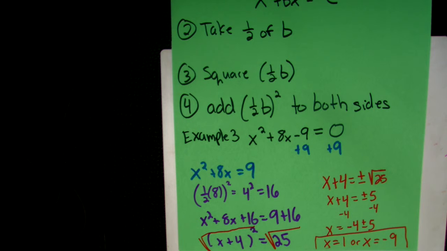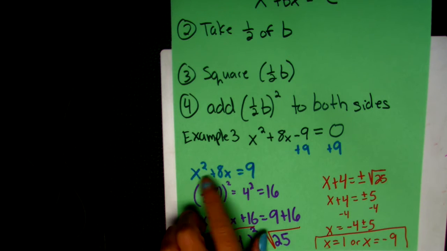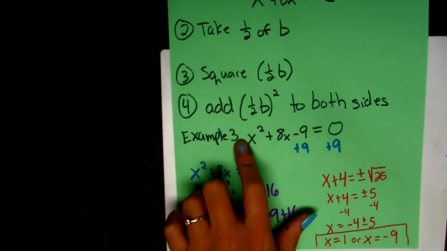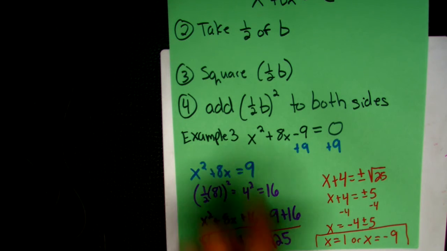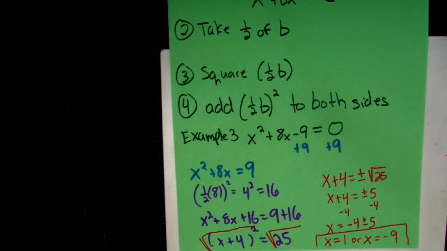Okay, so if the leading coefficient of our polynomial is not 1, so in this one it was 1, right? That one, the leading coefficient was 1. If it's not 1, we have to factor the leading coefficient from the polynomial before we complete the square. So it makes it a little bit more complicated, but it's still doable. So we'll try an example like that. This is example 4.